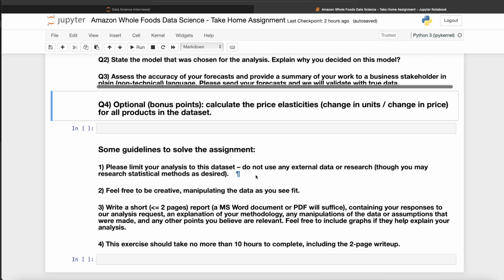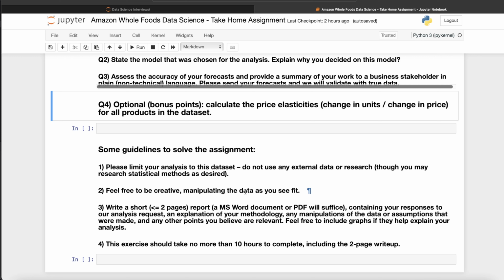Your analysis should only be based on the data set that is given to you. You don't have to employ anything else, right? You can manipulate the data. So again, what does this mean? Manipulate the data. You can create different columns if you see fit, remove a few columns if you see they are not adding any value to a particular model.